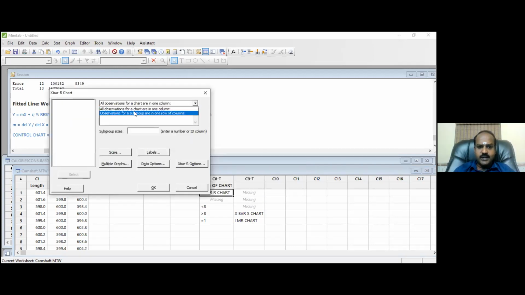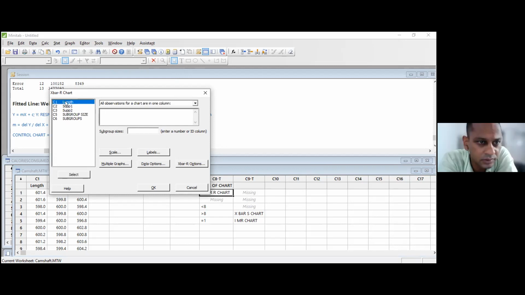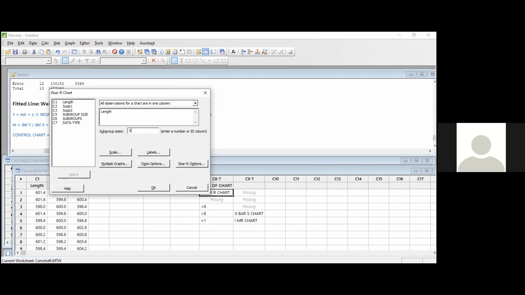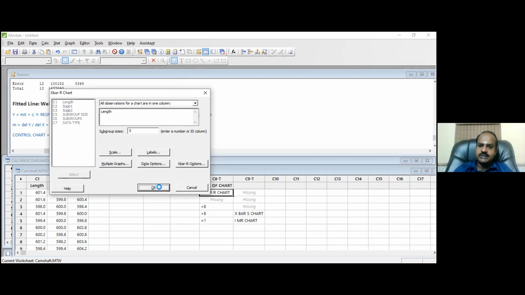Now come here. Are all your data in one column or in one row of columns? All the data are in one column. First option. Come to the next. Which column contains your data? Column 1 or column 6? Column 1, length. You select it. What is the subgroup size? 5. Very good. Subgroup size is 5. Now you give OK. Your job is done.